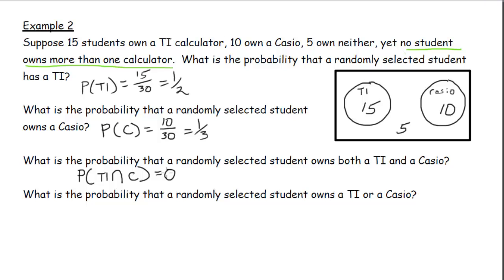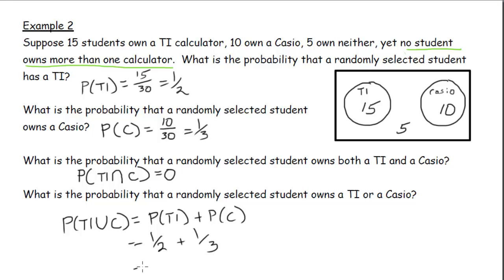Then what is the probability that a randomly selected student owns a TI or a Casio? Well, this is going to be represented with this union symbol. And I can just add those two probabilities that I've already found. So we get the probability that a student owns either a TI or a Casio is 5/6.